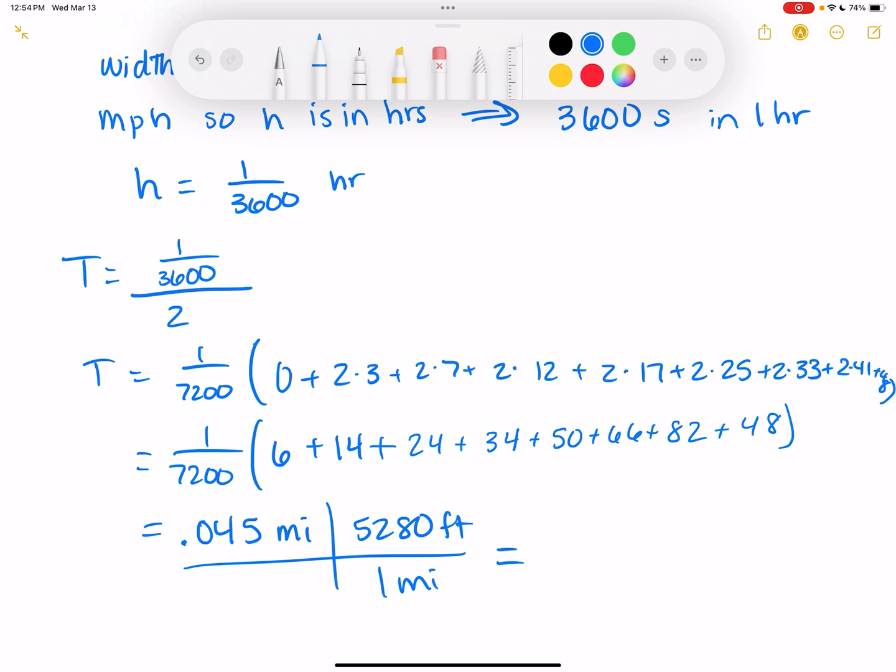Gotta be so complicated. This was like instructions in parentheses too. It wasn't like it, you know. 237.6 feet.